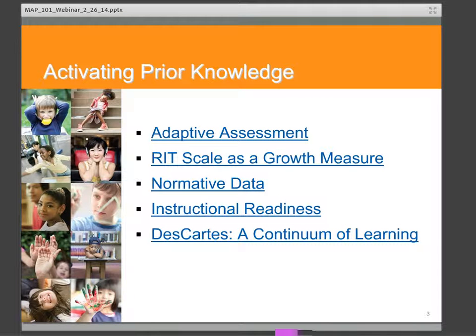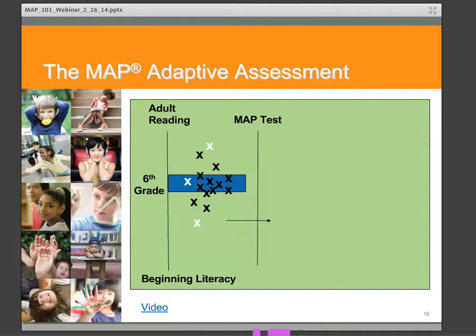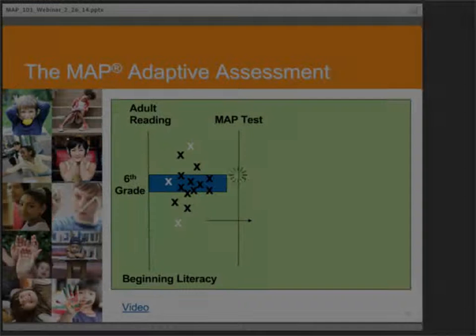We're going to talk a little bit about things that you may or may not already know about MAP. We're going to start with an adaptive assessment. MAP is what they call an adaptive assessment, and as you answer questions, it adapts to what your needs are. We have a little video that we want to share with you before we go any deeper, that helps explain the adaptive assessment idea. Your MAP test is kind of like shooting basketball.